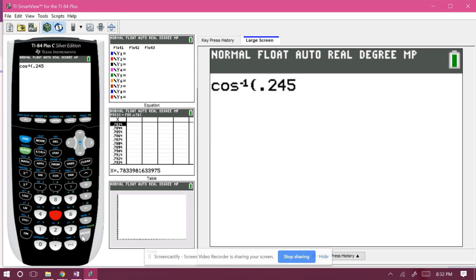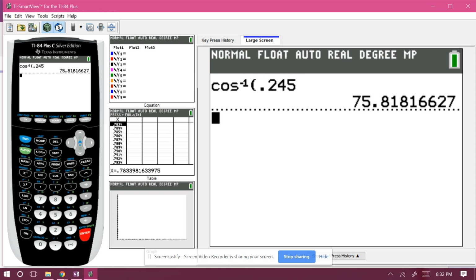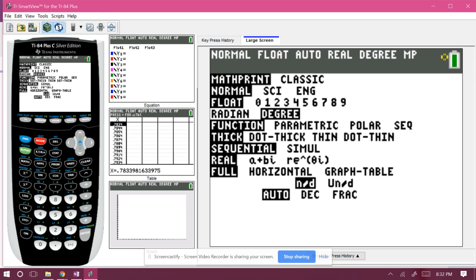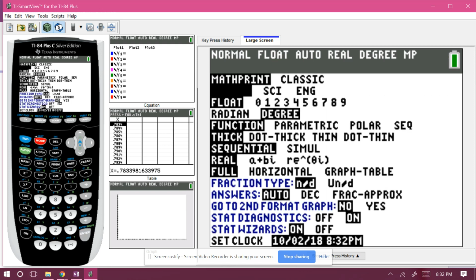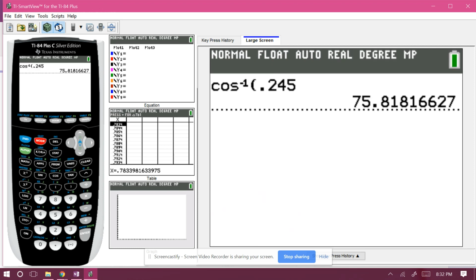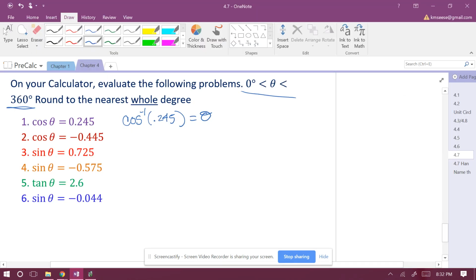0.245, press enter. Now, your answer may look drastically different than mine because there was a really important detail I forgot to mention. It wanted the answers between 0 and 360 degrees, which means you need to be in degree mode. So make sure you're in degree mode. All right, so to the nearest degree, that would be about 76 degrees. So I could just have an angle of 76 degrees.